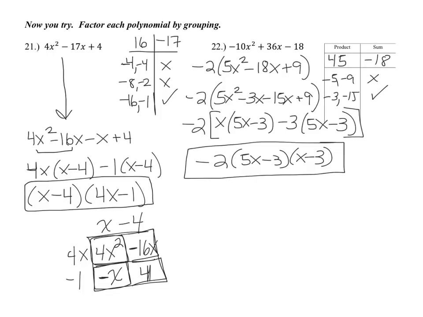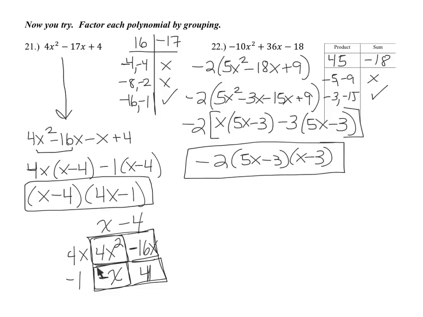So basically I have a 4x squared. Oh, that's what I had here. I had negative 16x and negative x together. This gives me negative 17x, which is what I want, and that's what I had here, right? And then here is my 4, right?